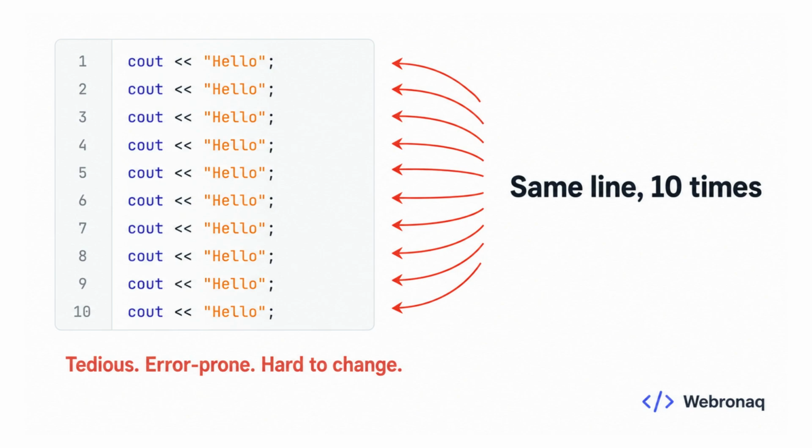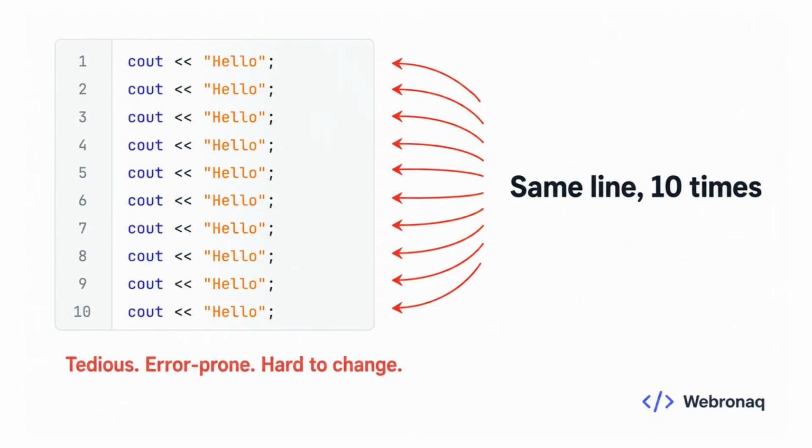Hello friends! Imagine you need to print a greeting 10 times in your program. You could write the same line 10 times, but look at that. It is repetitive, it is tedious, and if you need to change the message, you have to fix every single line. Now imagine doing that for 100 items. Or 1,000. Clearly there has to be a better way.